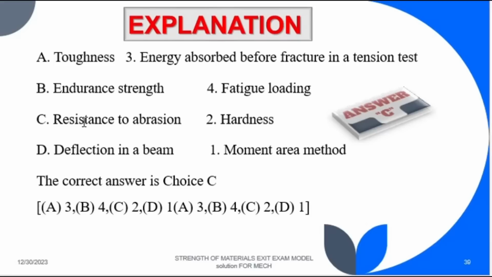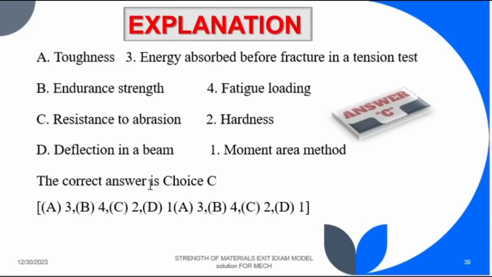When we say toughness, it is correctly matched with number 3. Toughness means energy absorbed before fracture in a tension test. Endurance strength means fatigue loading, so B is matched with 4. Resistance to abrasion is hardness. And deflection in a beam is the moment area method, so this is correctly matched with number 1.